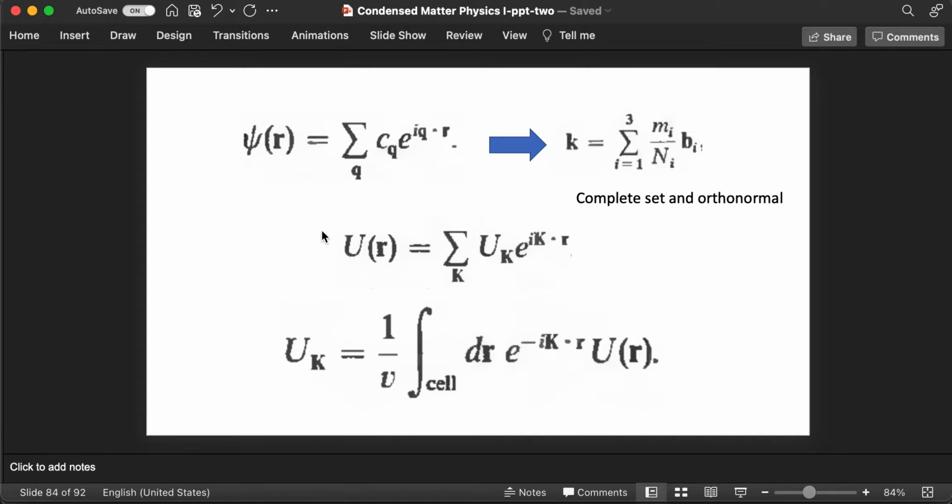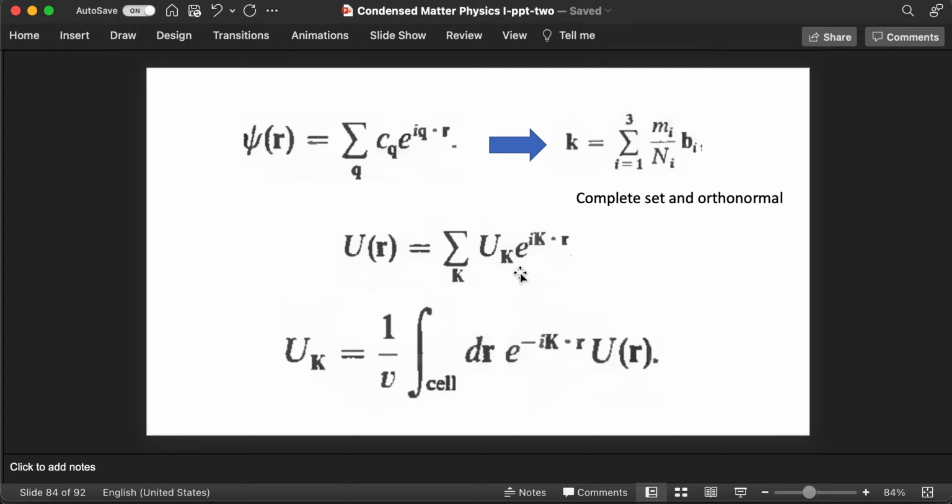We can also expand the periodic potential in terms of plane waves, and because the periodic potential has the periodicity of the Bravais lattice, obviously when you expand it in terms of plane waves, it's basically the equivalent of writing the Fourier transform. Then the wave vectors would basically be the reciprocal lattice vectors. It makes sense because if you take the Fourier transform of the Bravais lattice, you get the reciprocal lattice.